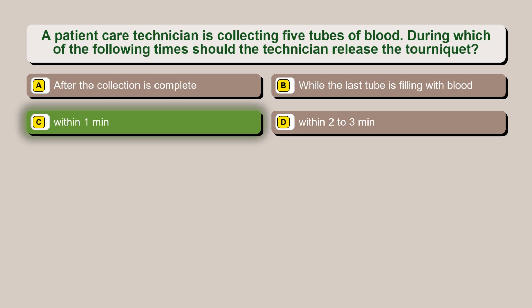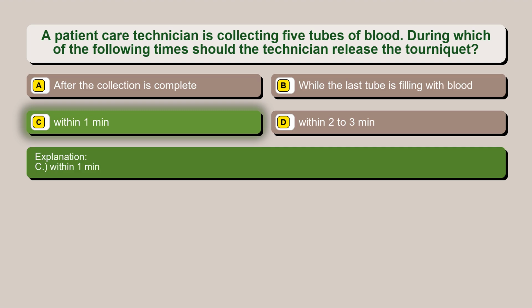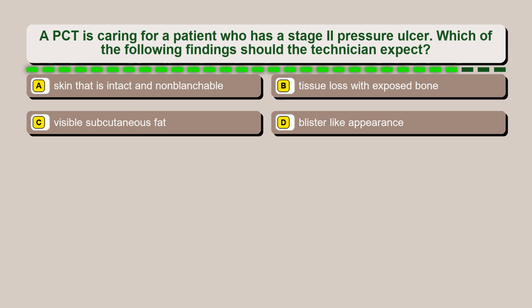The correct answer is option C, within 1 minute. C, within 1 minute. Question 55. A PCT is caring for a patient who has a stage 2 pressure ulcer. Which of the following findings should the technician expect?